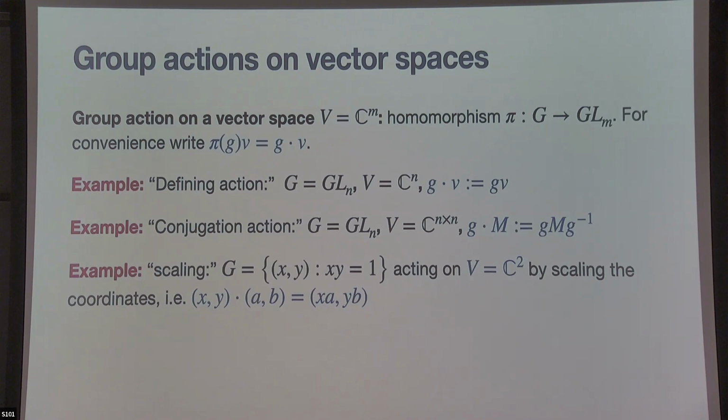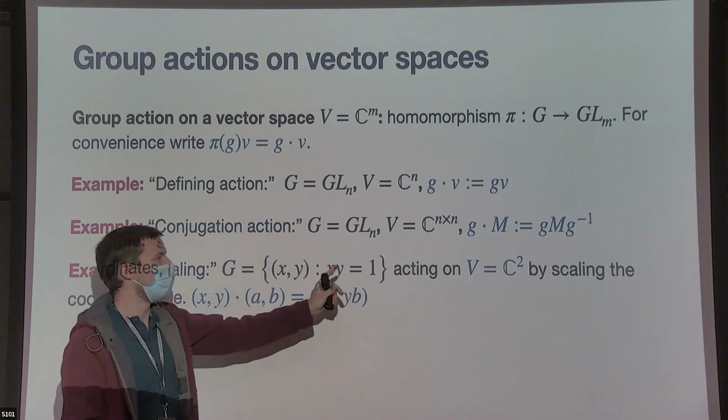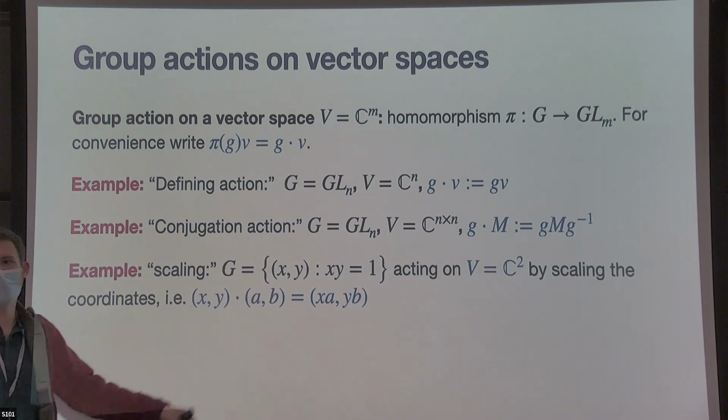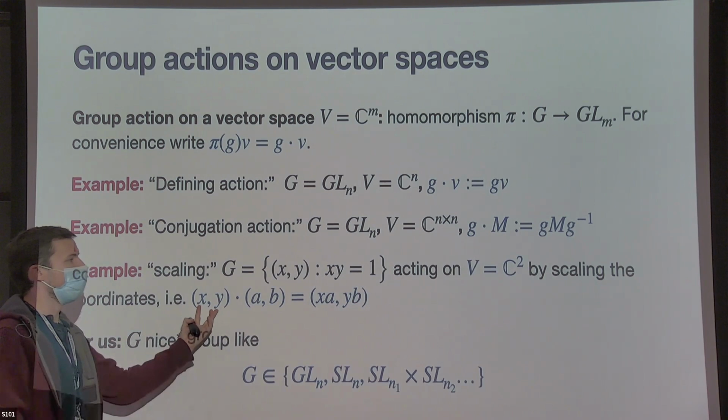where your group is actually abelian, you can look at this group of complex numbers x, y where their product is one, acting on a two-dimensional vector space by just scaling the coordinates. What's the group action in this? The group action is, so x, y is a group element. It acts on a 2D vector by just scaling.